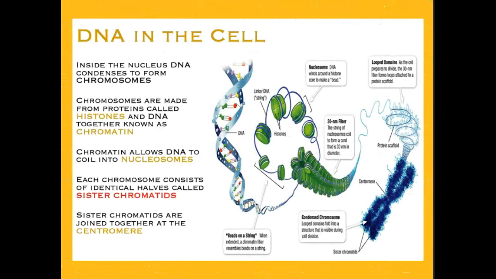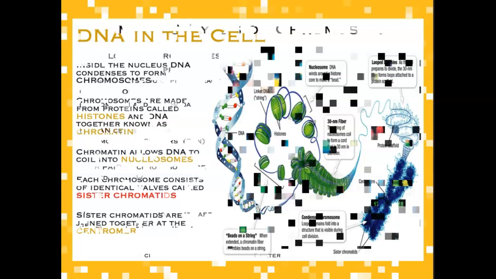So if you look at the DNA in the cell, you can see that the DNA is wound around specialized proteins called histone proteins. When the DNA is unraveled in the cell, it's called chromatin, but then as it winds around those histone proteins, it becomes a chromosome. Each replicated chromosome would have two chromatids that have exactly the same DNA. They are joined by a protein in the middle. That protein is called a centromere.